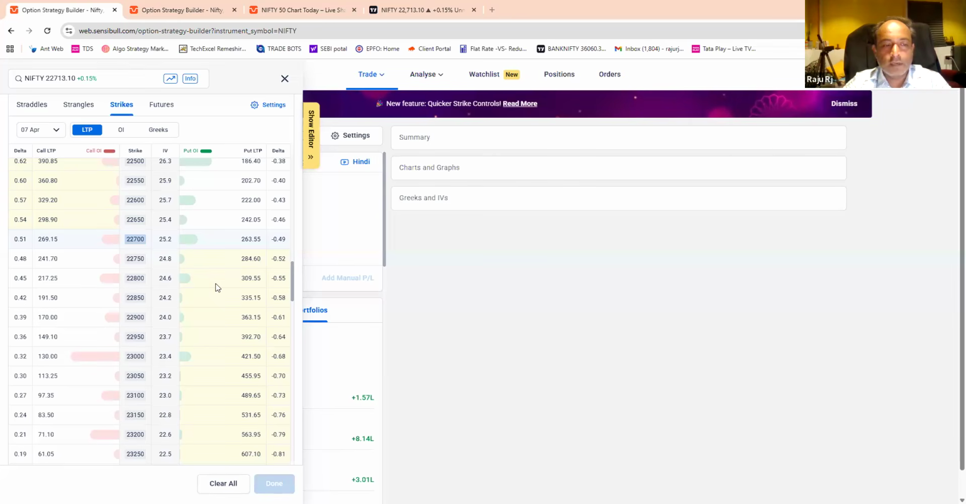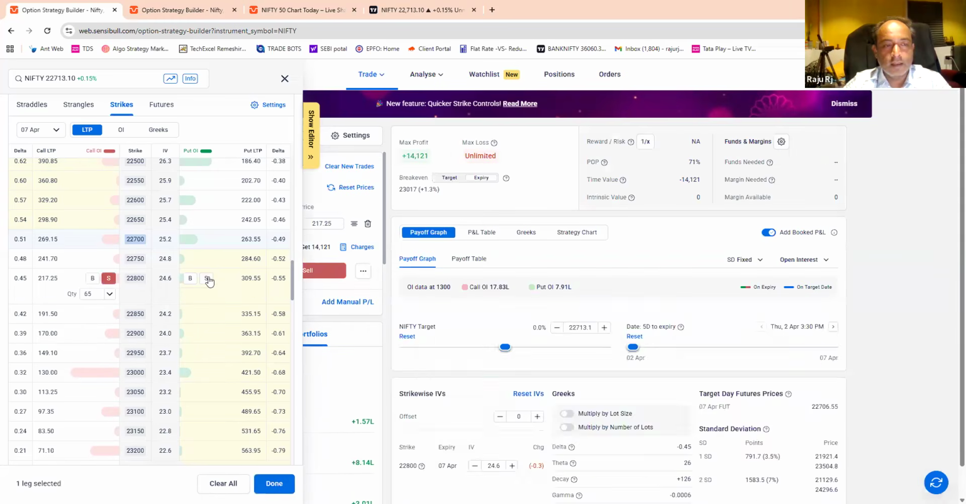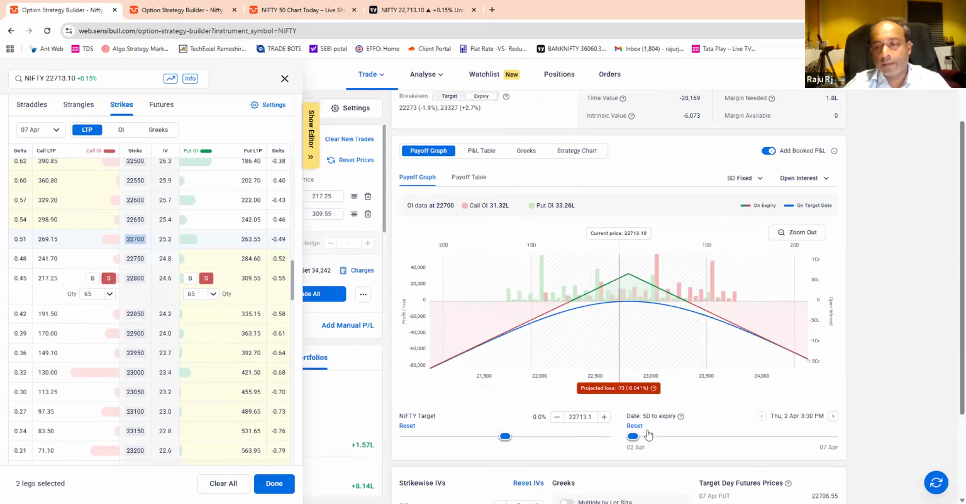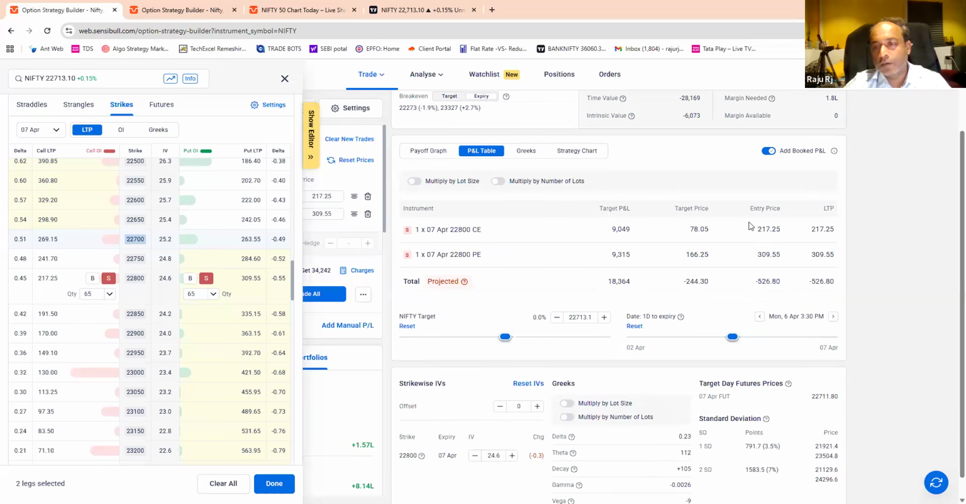If you create any strategy here, you will see an option Greek column. The theta is 26 rupees. Over a period of time, both of them will lose 26 rupees if the market is not moving anywhere. That's how the theta game comes in. Every day you can see how much profit you are making here, because the theta value will keep changing. The option loses its value very quickly over a period of time.